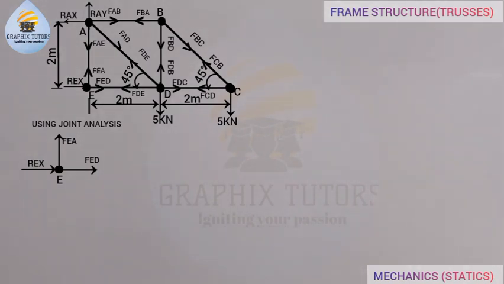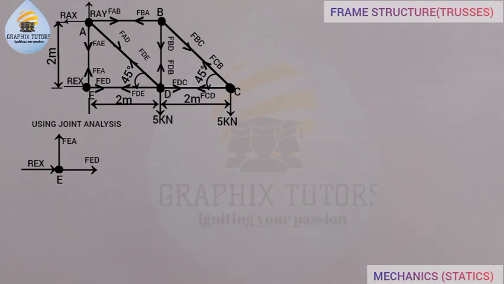Now I know the value of REX, which we calculated as one of the reactions, but I don't know the magnitude of the force FEA and the magnitude of the force FED. So that is why this is one of the joints I can take. And I can also take joint C, because I only have 2 unknowns, which is what?